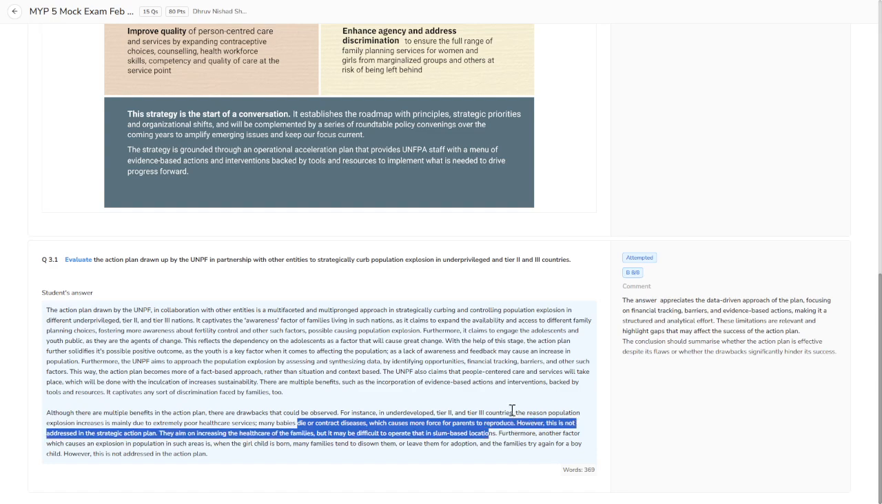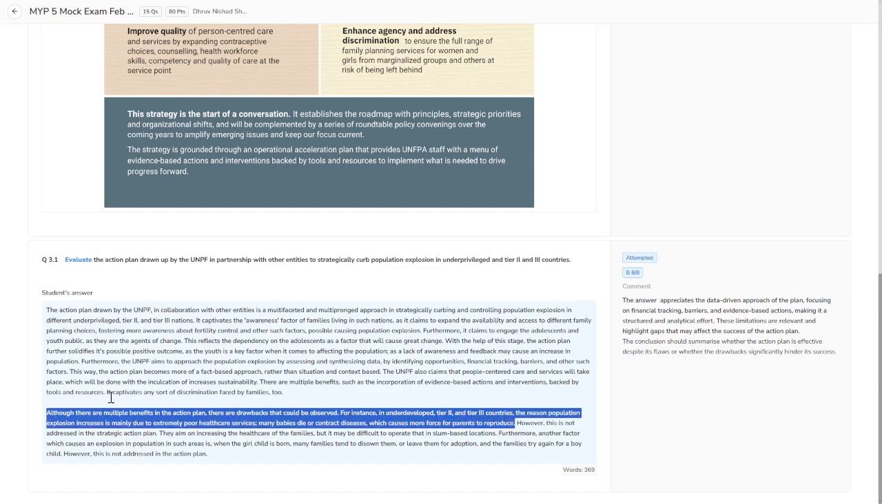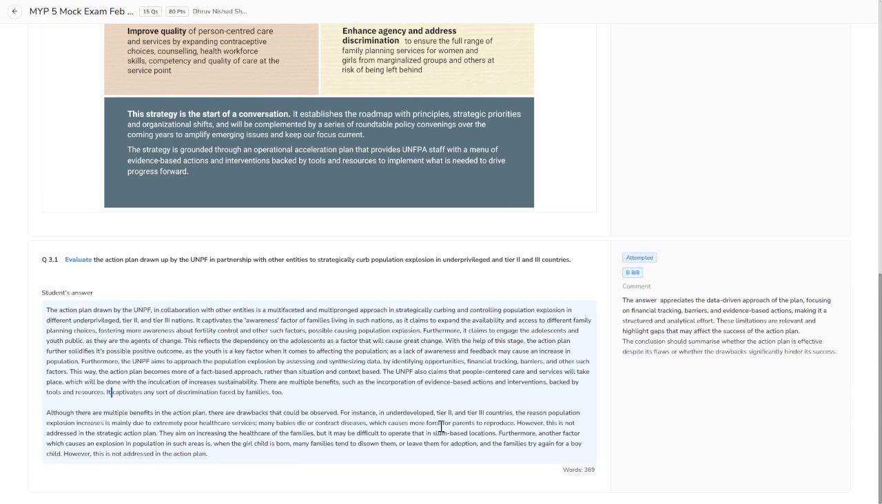So again, I addressed that this whole action plan did not capture how this factor, which is really common in underprivileged tier 2 and tier 3 countries, is handled. However, this is not addressed in the strategic action plan. They aim at increasing the healthcare of the families, but it may be difficult to operate that in slum-based locations. Furthermore, another factor which causes an explosion in population in such areas is when the girl child is born.